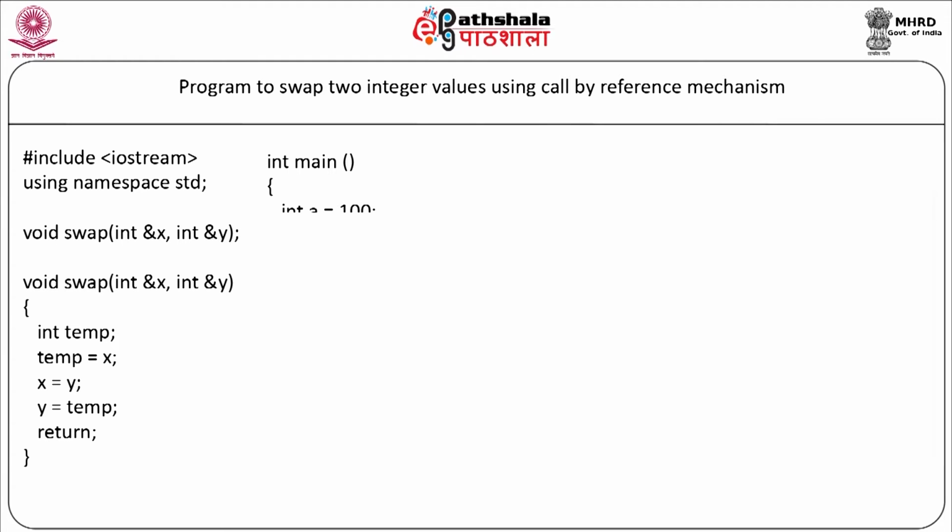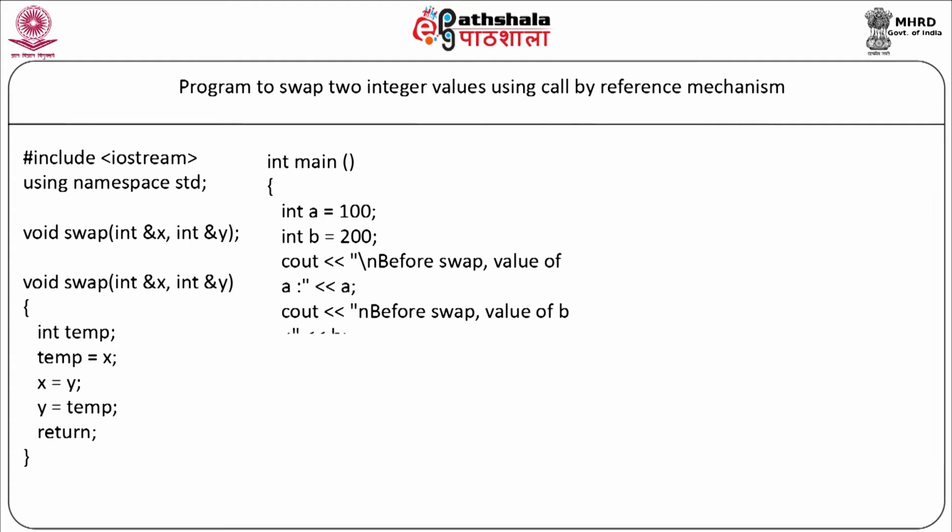int main, int a = 100, int b = 200. cout before swap the value of a is a, cout before swap value of b is b. Now we will call a function swap(a, b). At the time of calling the function, the a value will be passed to x and the b value will be passed to y.